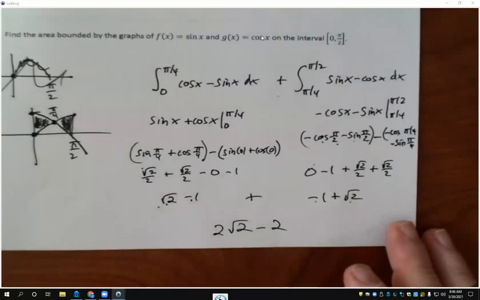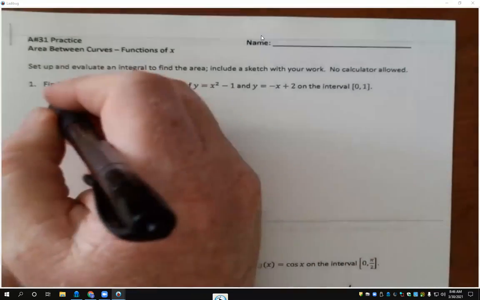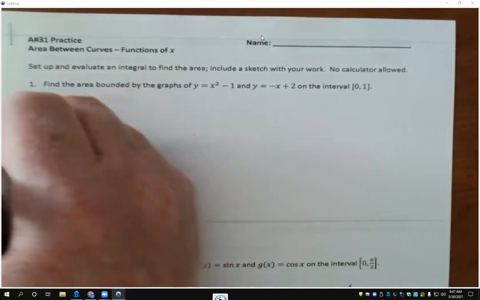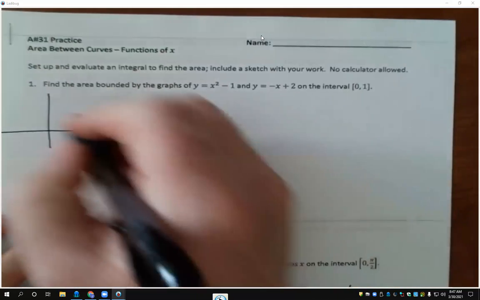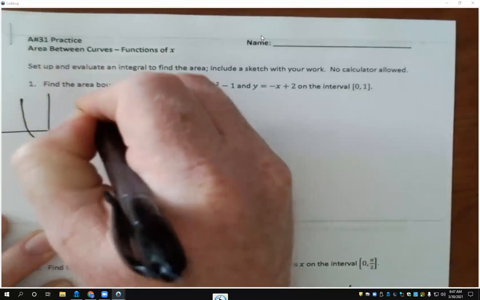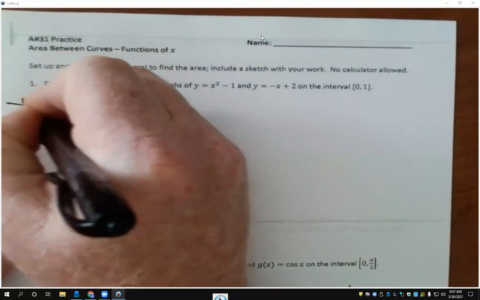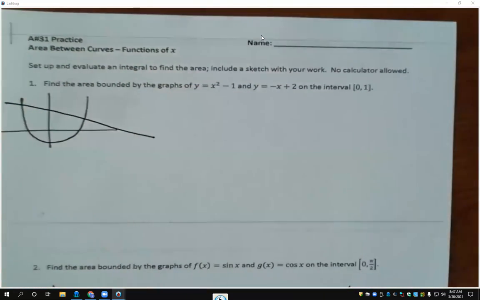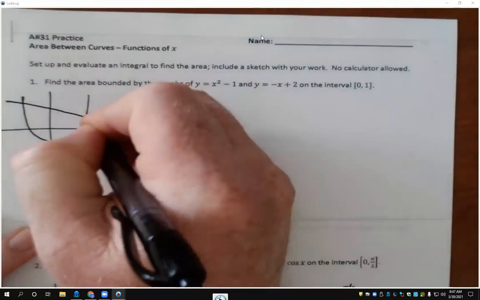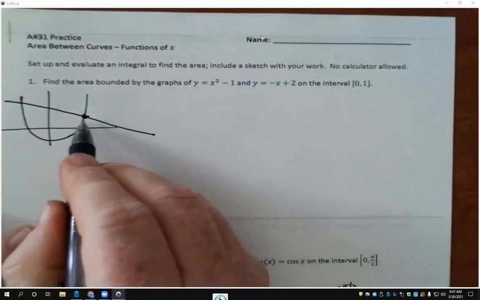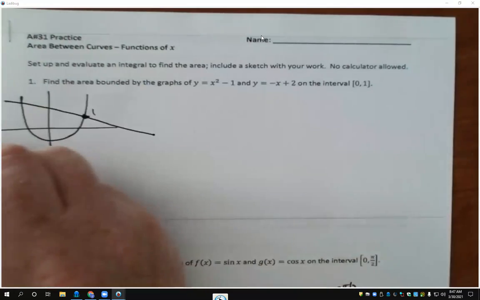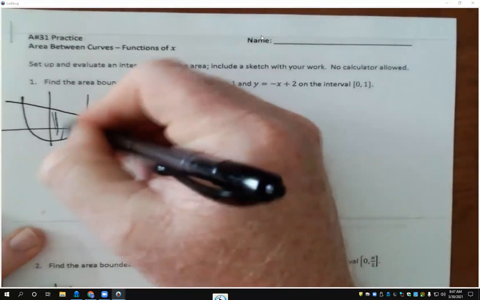Could you do one, please? I think it's just my math wrong. Okay. Did you have, well, first we got a picture, right? And we have x squared minus 1, looks something like that. Negative x plus 2 is going to look something like that, okay? So this is at 1, and this is at 0. So we're just finding this area right here.